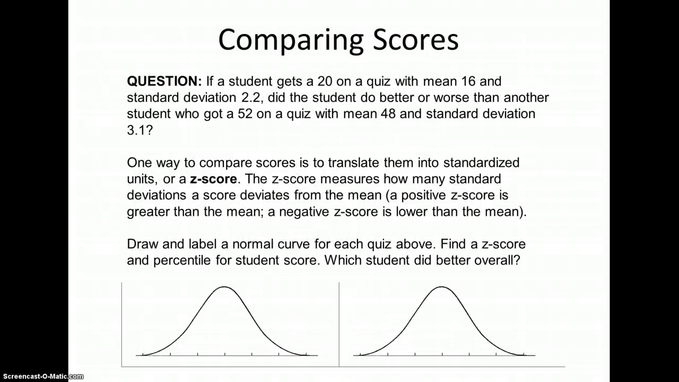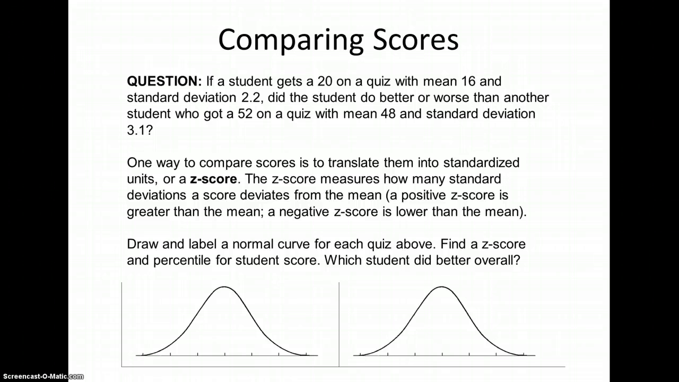We can compare scores on 2 exams that aren't equally measured. They may have different total points or different weighting. If a student gets a 20 on a quiz with mean 16 and standard deviation 2.2, did they do better or worse than another student who got a quiz score in another class of 52 with mean 48 and standard deviation 3.1? Well, we can see that both students did better than the mean, but just how did they do in contrast? One way to compare these is to translate each score into their z-score.